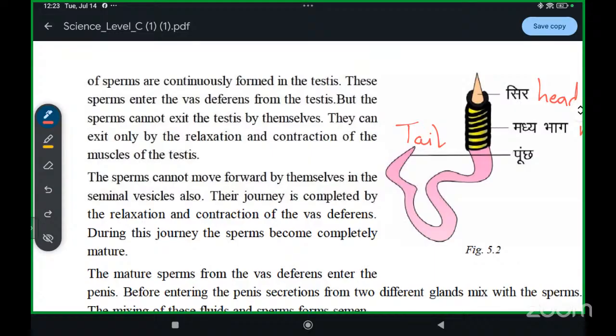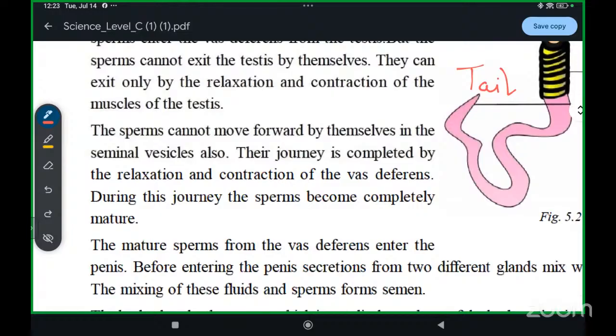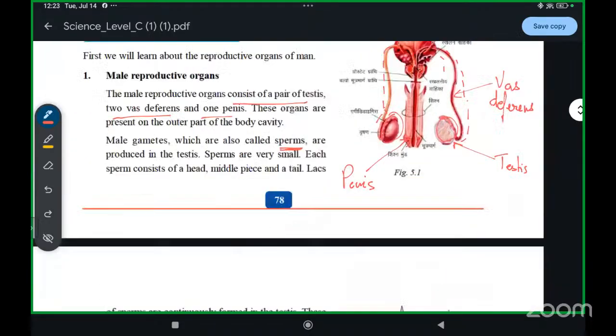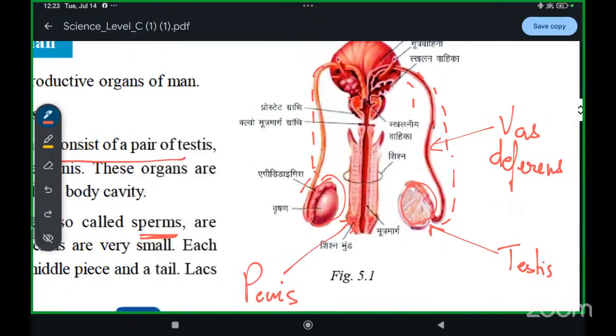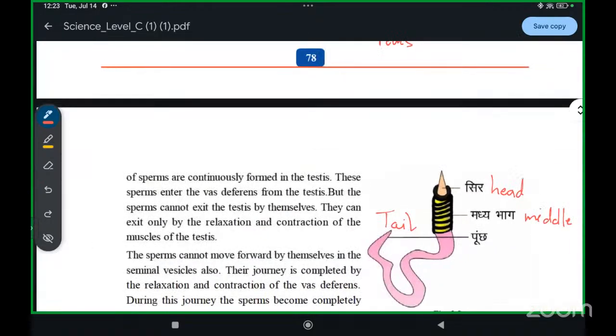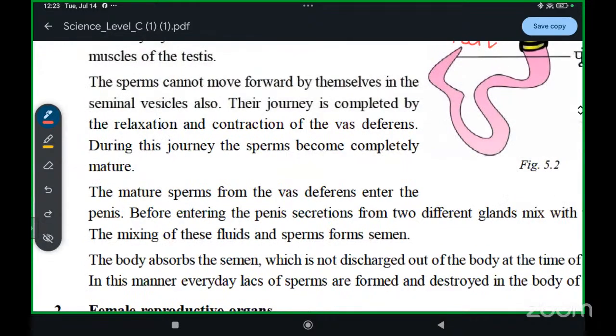Now, the sperms cannot move by themselves. In the seminal vesicles also, their journey is completed by the relaxation and contraction of the vas deferens. This vas deferens tube also contracts and relaxes and pushes them forward. During this journey, the sperms become completely mature. When they are formed, they are not fully mature, but as they travel and move in the vas deferens, they become mature.